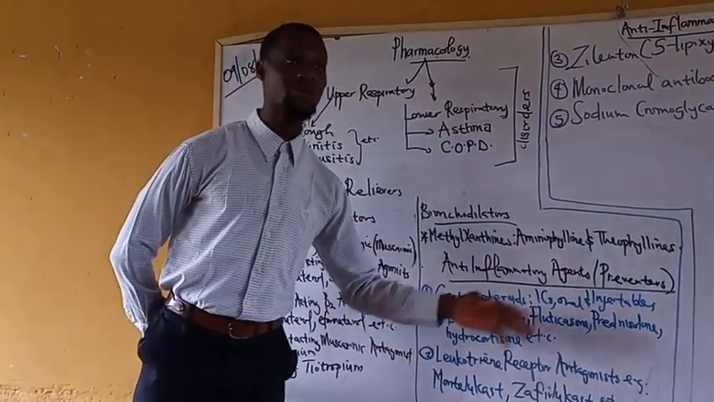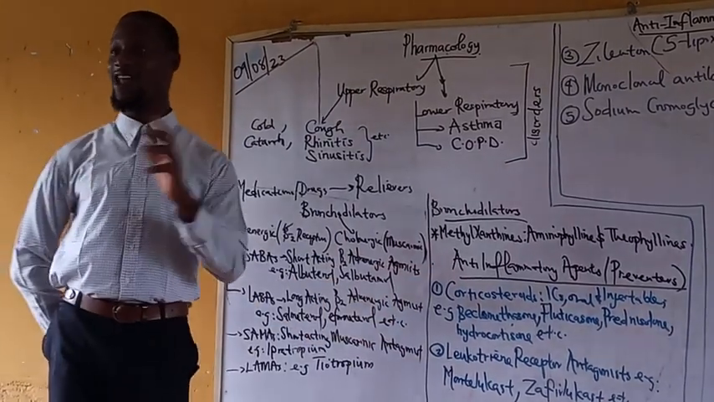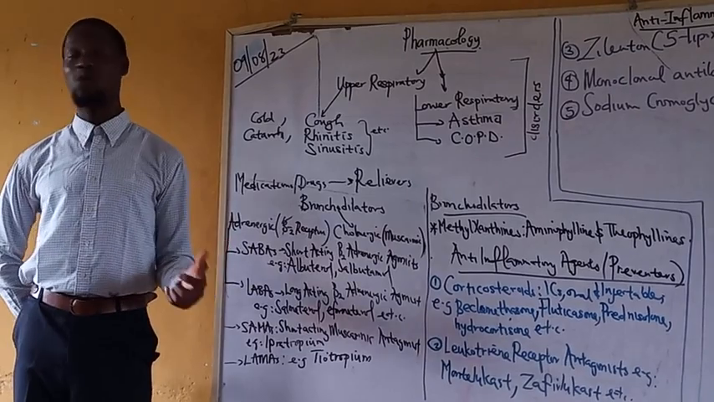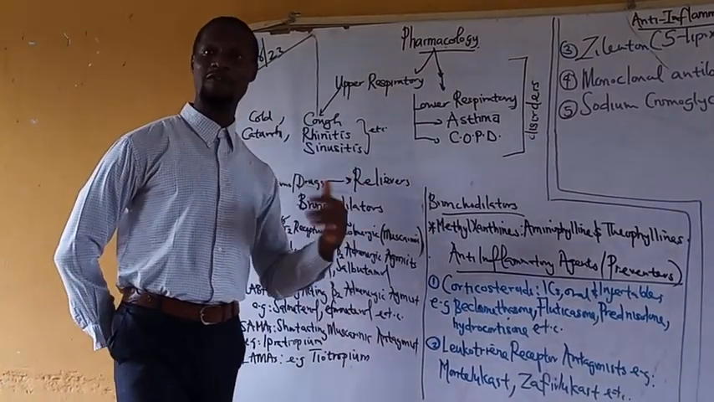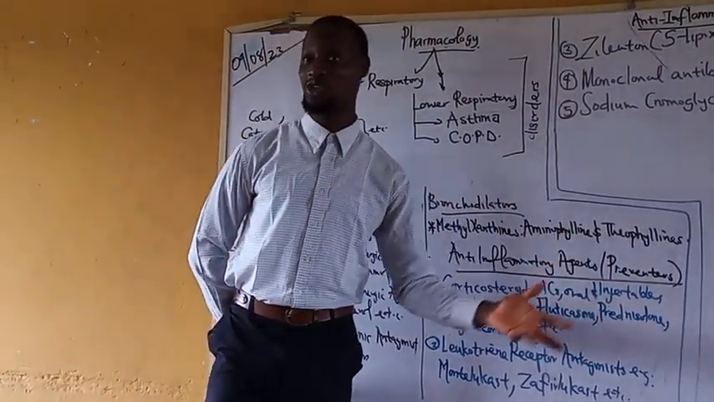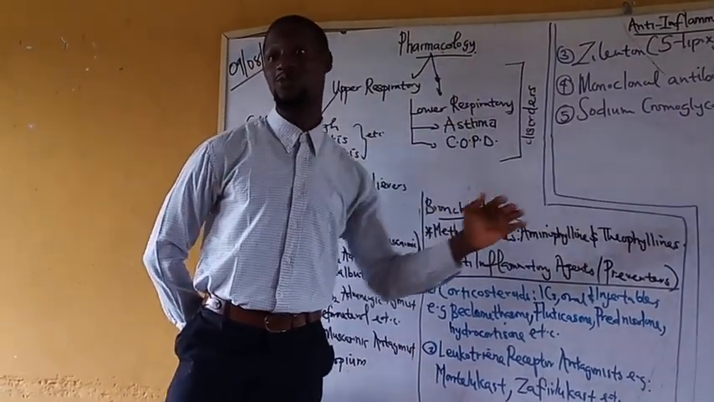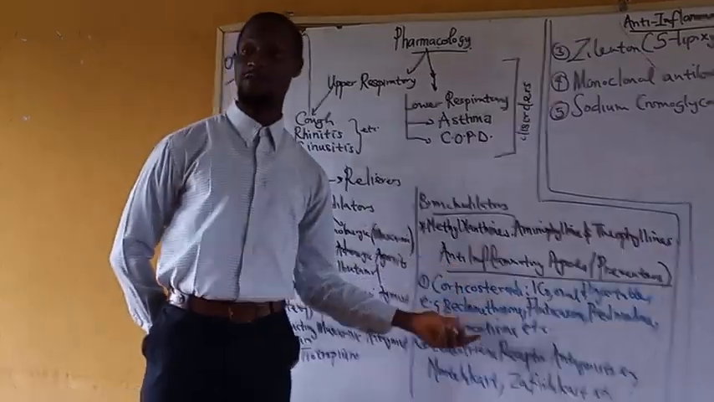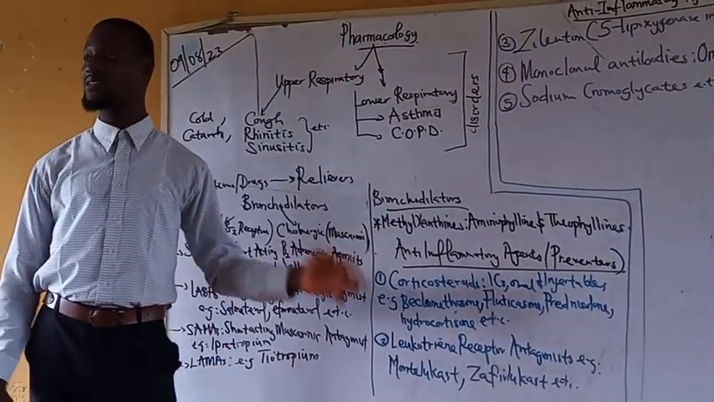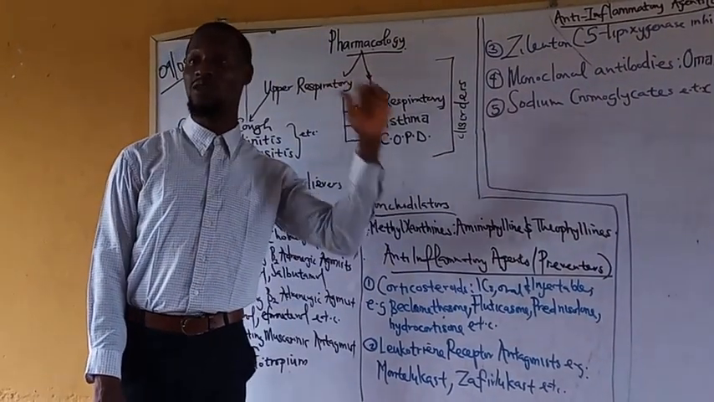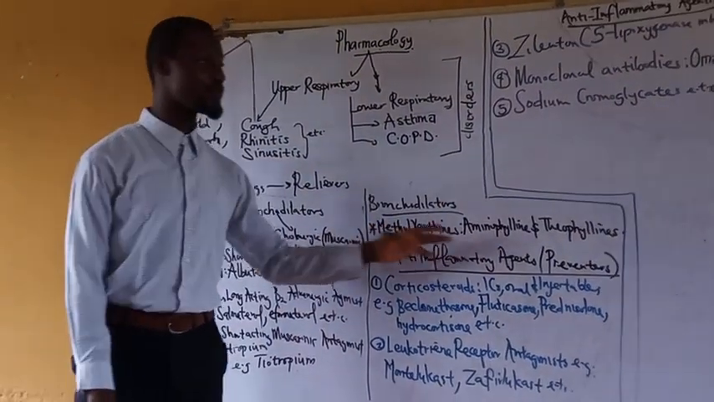So what do they do? These agents are anti-inflammatory in nature. They want to prevent inflammation. We need to have inflammation to have bronchoconstriction, bronchospasm, wheezing, and all the symptoms we see in asthma. So by giving an anti-inflammatory agent, we can stop this reaction from starting or reduce its frequency. That's why we call them preventers.